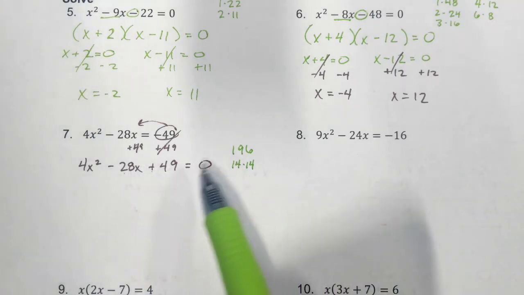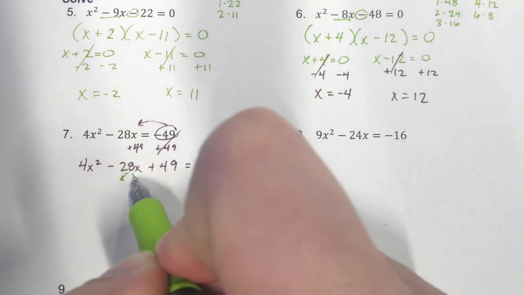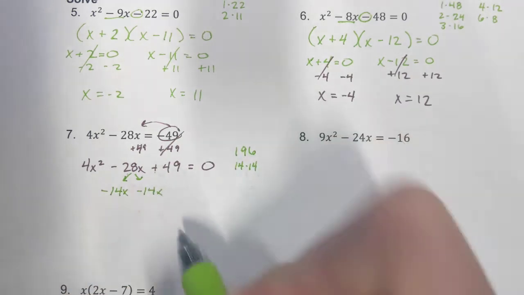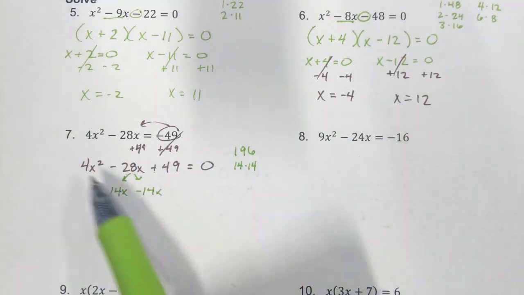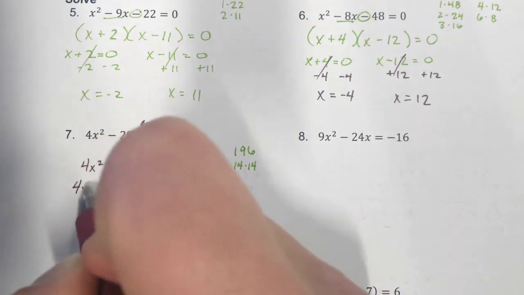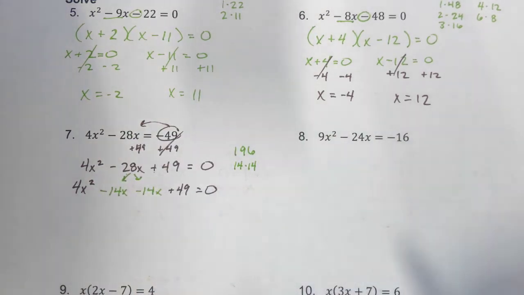So remember, with my magic number, I can't go straight into the parentheses. I have to break that negative 28x into a negative 14x and a negative 14x. I did not change negative 28x, I just broke it down into two separate pieces. The other things just get rewritten. I'd have the 4x squared still, the plus 49 still, and the equal to 0. So remember, we made this 4-term polynomial on purpose for a reason, to factor it by grouping.